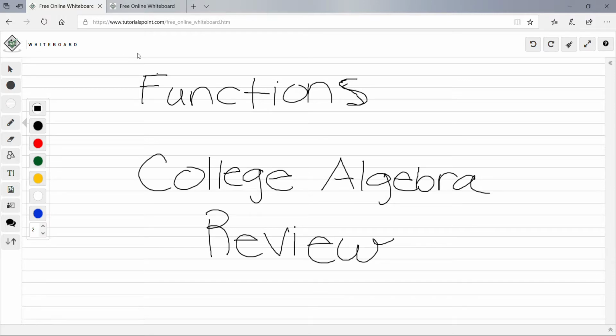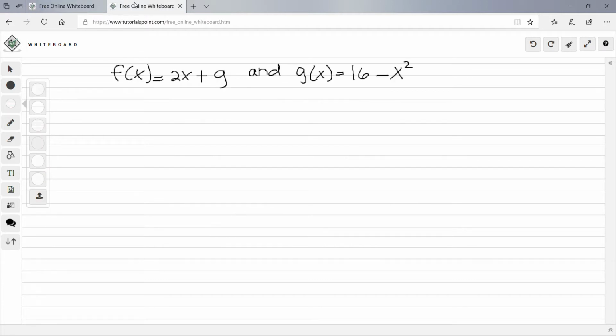Hi, today we're going to learn about functions, and this is under college algebra review. So the first problem says, we're given f of x equals 2x plus 9, and g of x equals 16 minus x squared.